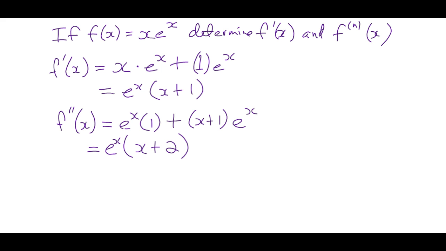Because there's two. If you expand this, you're going to get e to the x plus x e to the x plus e to the x, which is 2e to the x plus x e to the x, and that's where that x plus 2 comes from, right? Because we've got 2 e to the x's. You've got the 1 here, and then when you distribute this in, you got the x e to the x, and then you've got another 1 here, so that's why there's 2 of them.